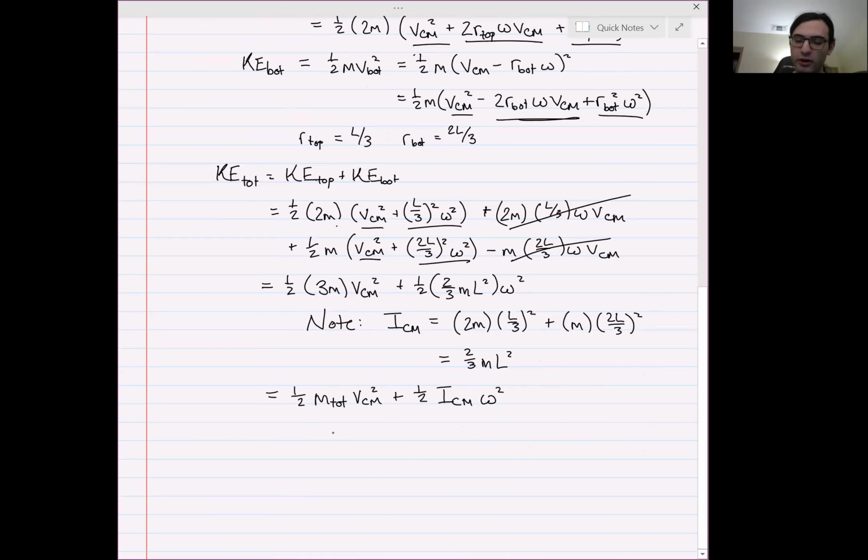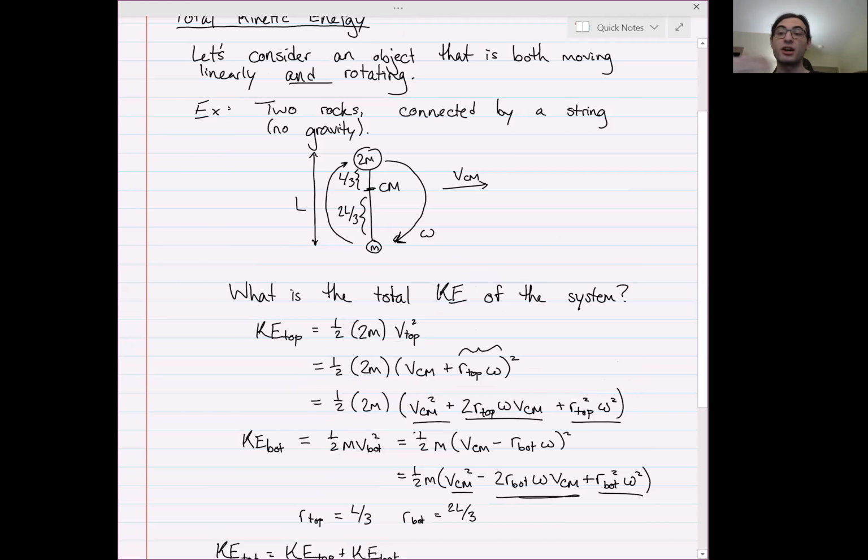And so this term here is the translational kinetic energy. I'll write subscript trans. And this term here is the rotational kinetic energy. And so what we can see is that the total kinetic energy of the system could have been determined a lot more easily. Instead of finding the speed of each rock at a particular point in time, we just find the kinetic energy of the center of mass using the total mass as the mass of the kinetic energy. So that would just be 1/2 times the total mass, which is 3m, times v_cm squared.